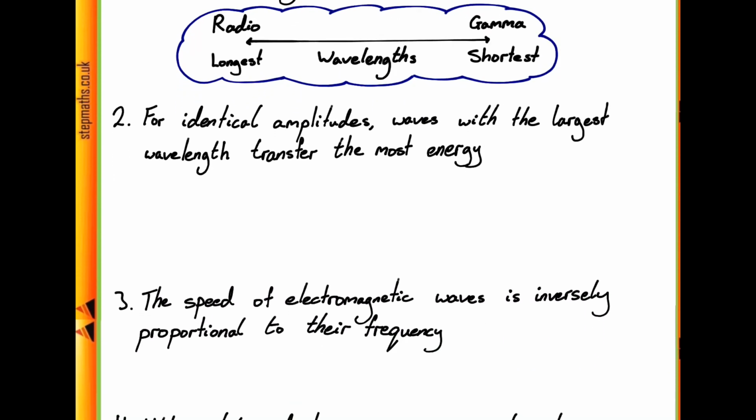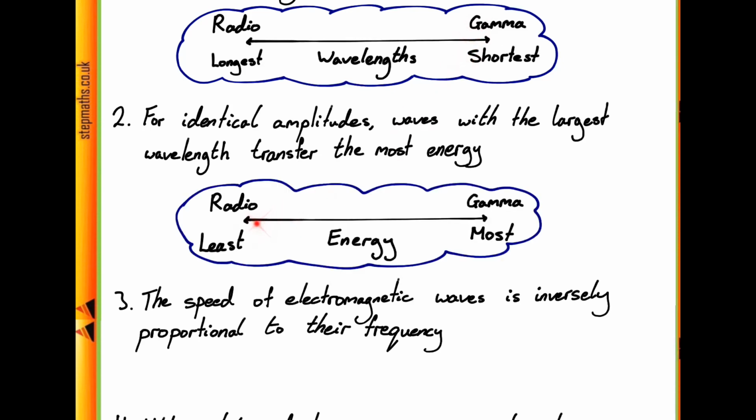This statement says that for identical amplitudes, waves with the longest wavelength transfer the most energy. To go about answering this one, let's think about how wavelengths are related to energy. Well, we've just spoken about wavelengths in the previous statement, so we know that they go from radio all the way up to gamma. One thing you might think about gamma in particular, and this end of the spectrum which has X-rays in it, for example, is that they're really high energy radiation. So actually this spectrum is going to go from the least energy all up to the most energy.